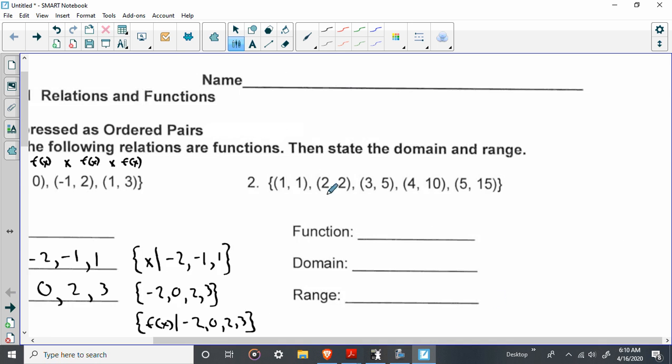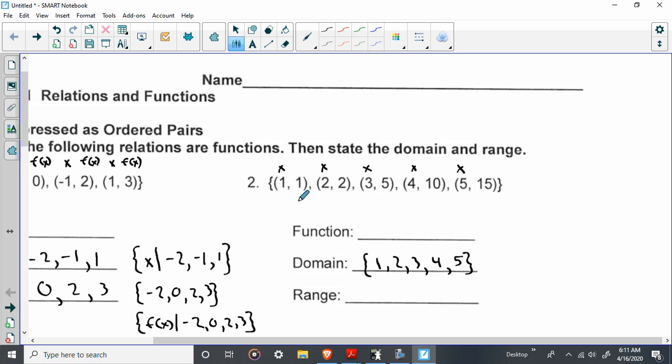Next one. So again, we're not really worried about the function. What's the domain? Again, what do we got? What are the x values? 1, 2, 3, 4, 5, right? So your domain would be 1, 2, 3, 4, 5. Okay. Again, already in order.